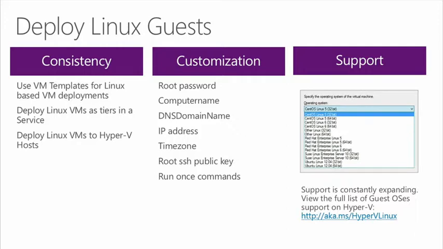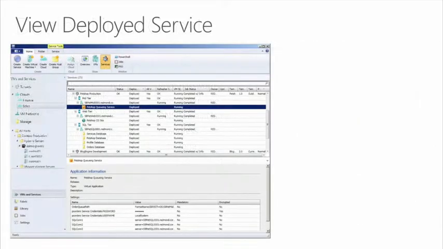And it supports all the different virtual guest operating systems that VMM and Hyper-V support for deploying these Linux guests within a service template. Now, once that virtual machine is deployed, you go to the VMs and services workspace, and you can see the different services that are out there. In the window pane, you can see which services are deployed and which of the individual tiers are there. And of those tiers, you can see which virtual machines are out there.